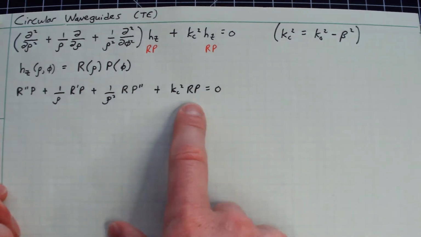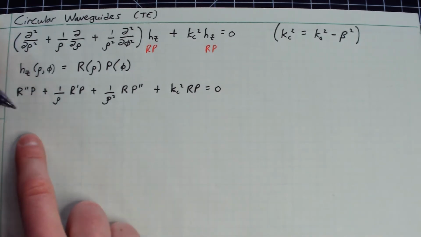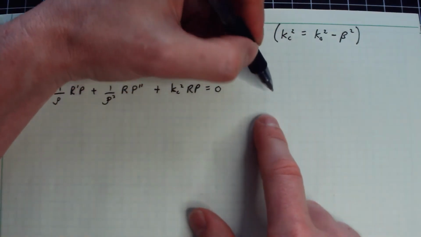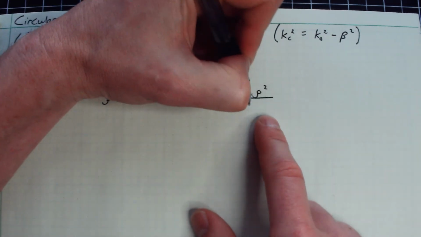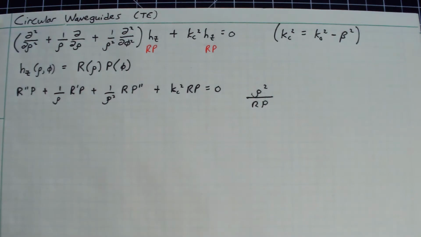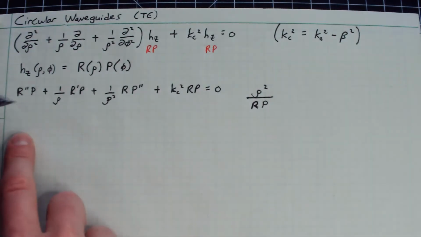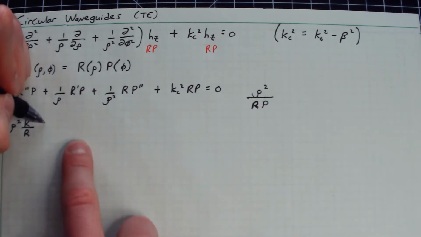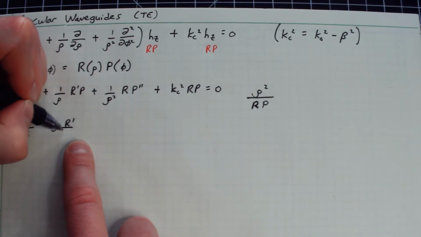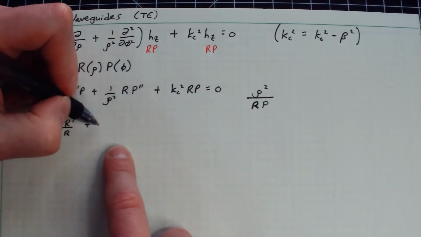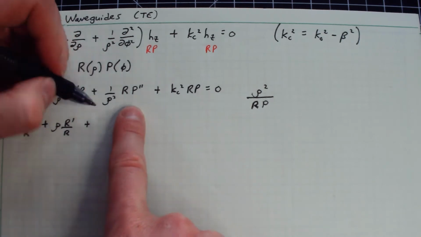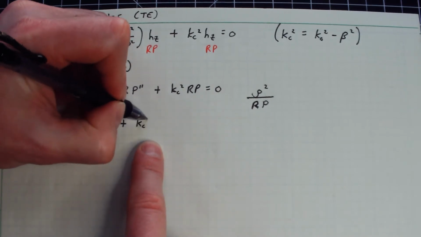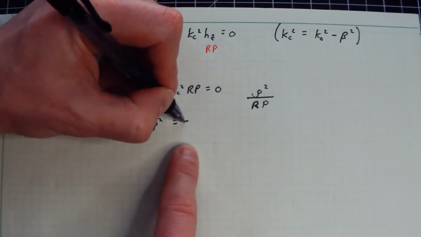Now we're going to divide everything by RP, and some magic will happen. It's customary to also multiply by a rho squared while we're at it. So I'm going to basically say rho squared over RP on everything. This will become rho squared R double prime over R, plus rho R prime over R, plus, the rho squareds cancel, P double prime over P plus k sub c squared rho squared is equal to 0.